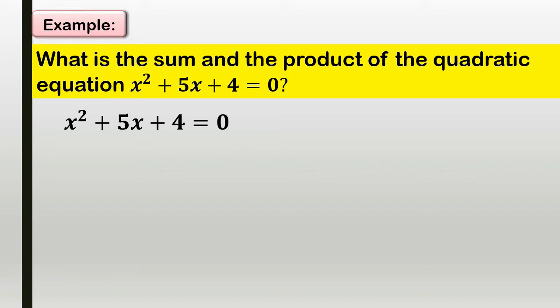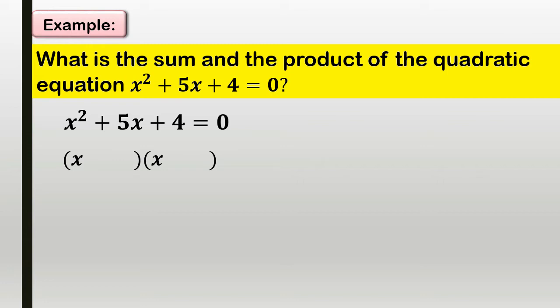Okay, so let's find out the factor for x squared. So, that is x times x. And identify the factor for the last term. Our last term is 4. Now, what is the factor of 4 na kapag pinag-multiply natin, the answer is 4, pero kapag pinag-add natin, ang answer ay 5? So, yun yung magiging value ng middle term.